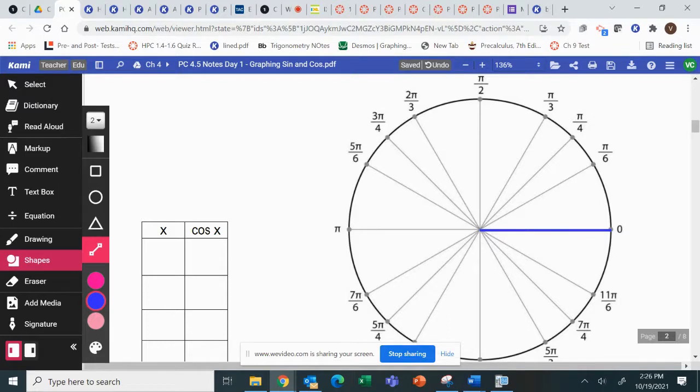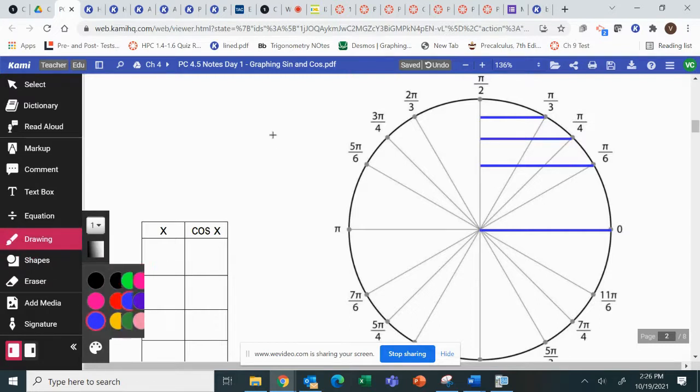And then at pi over 6, my length of x is square root 3 over 2. At pi over 4 it is square root 2 over 2. Pi over 3 is 1 over 2. And then at pi over 2, it's 0. So you can see our x's start at their maximum of 1 and get smaller and smaller. Then what happens when we go to the second quadrant for the x's?